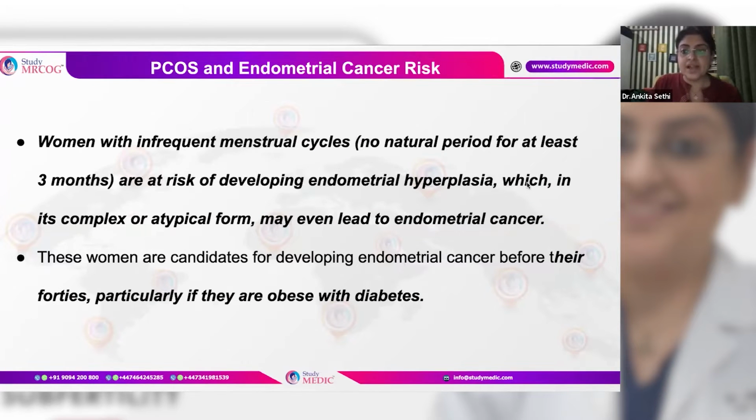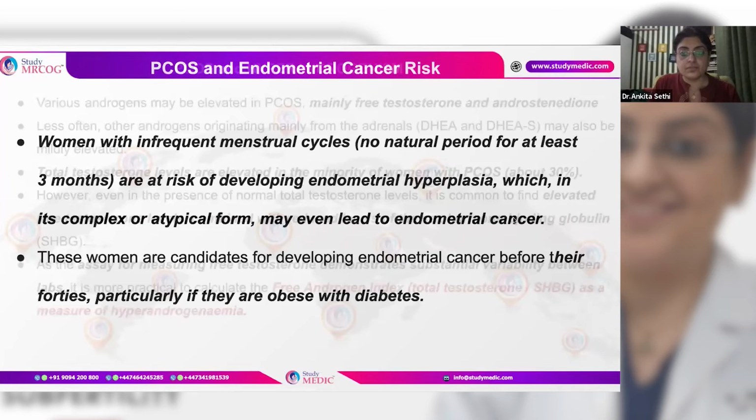PCOS and endometrial cancer risk is also frequently there. Women with infrequent menstrual cycles or no natural period for at least 3 months are at a risk of developing endometrial hyperplasia, which in its complex or atypical form may even lead to endometrial cancer. These women are candidates for developing endometrial cancer before their 40s, particularly if they are obese with diabetes. Again, a very frequently asked question.